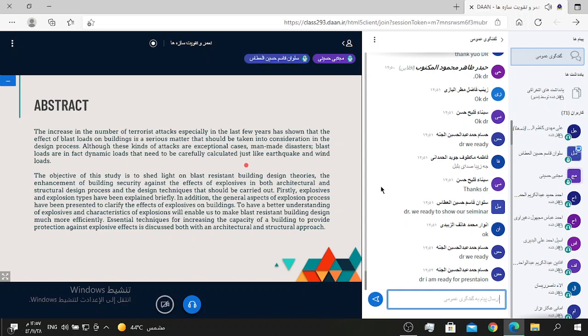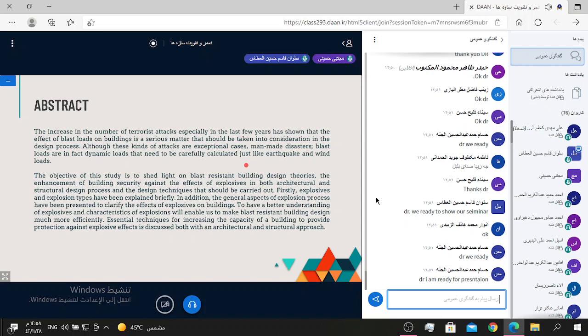The objective of this study is to shed light on blast resistance building design theories, the enhancement of building security against the effect of explosives in both architectural and structural design processes, and the design techniques that should be carried out. Firstly, explosives and explosion types have been explained briefly. In addition, the general aspects of the explosion process have been presented to clarify the effects of explosives on buildings.